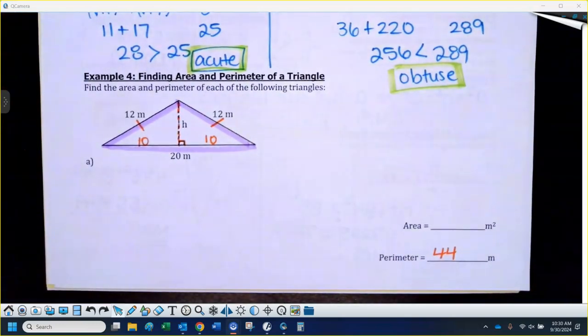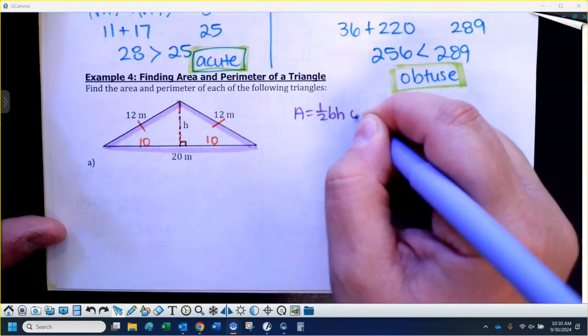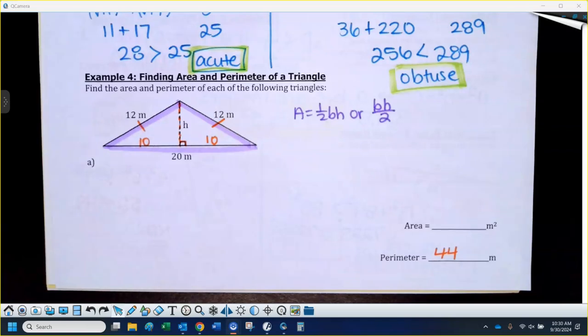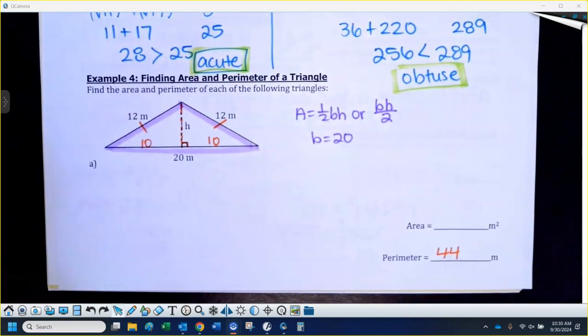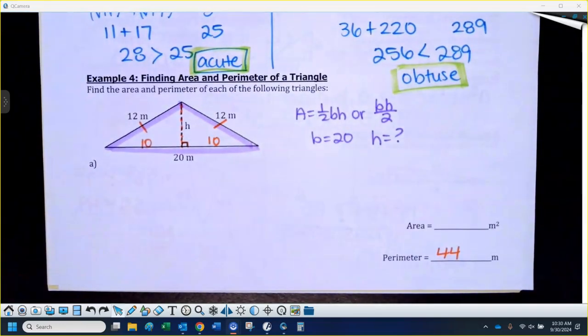How could I figure out, because for area, I'm just going to write this to the side, we either want to do 1/2 base times height, or if you like the other one better, base times height divided by 2. I have the base of the triangle, just from the original problem, is 20. I don't have the height, so we have to figure out the height. How could I figure out the height of that triangle based on what we know from the picture?